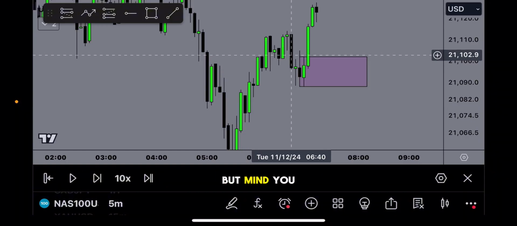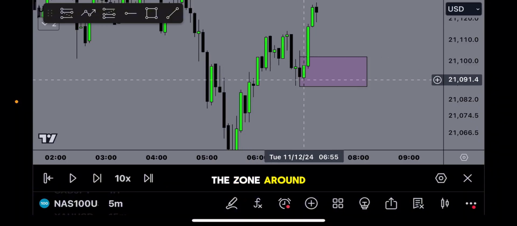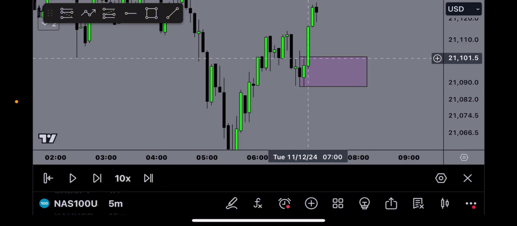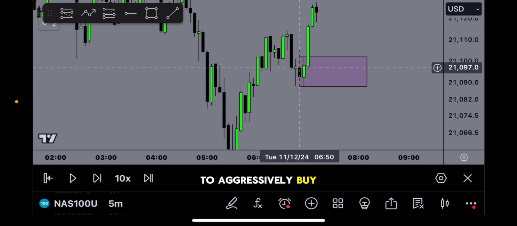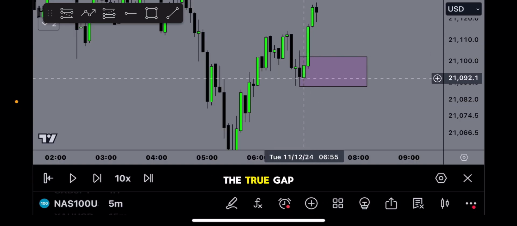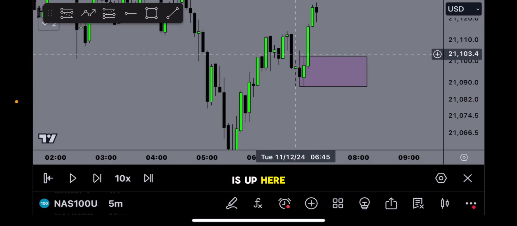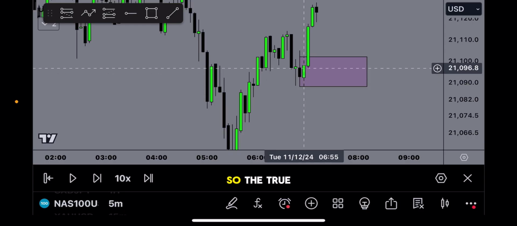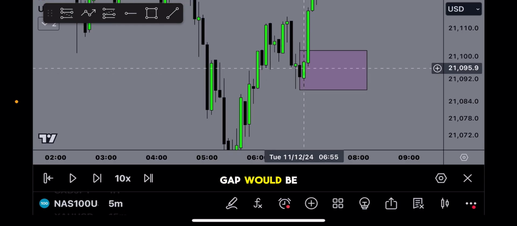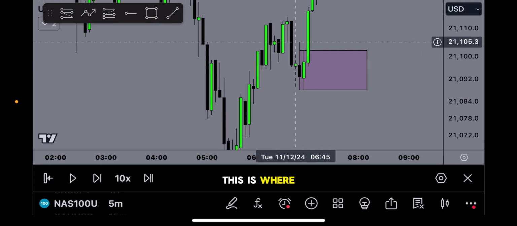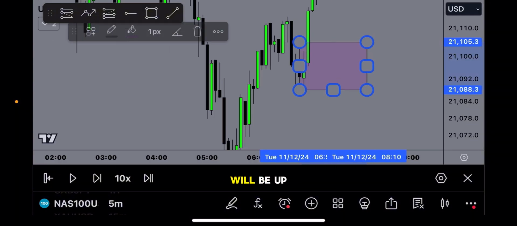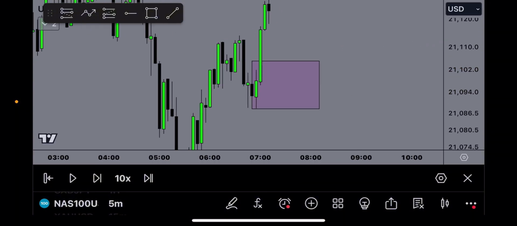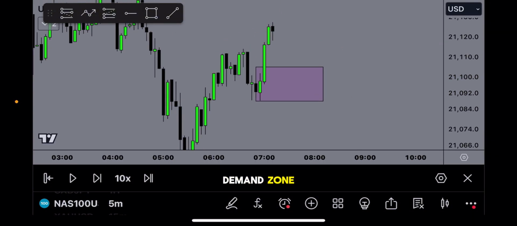But mind you, you want to put the zone around the area where price began to aggressively buy, but the true gap is up here at this wick. Price pulled down here and then began to buy here. So the true gap would be up here. This is where the true gap would be at. So my zone would be up there, boom. Okay, so that would be my demand zone.